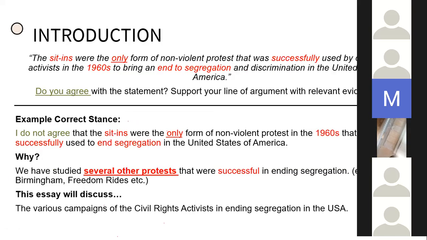The first thing I did, in green, was write my stance, which was, I do not agree. You can also say, I disagree that the sit-ins were the only form of non-violent protest in the 1960s that was successfully used to end segregation in the United States of America. There you can see the words in red. They're coming directly from the question, and I'm putting them there in my introduction.